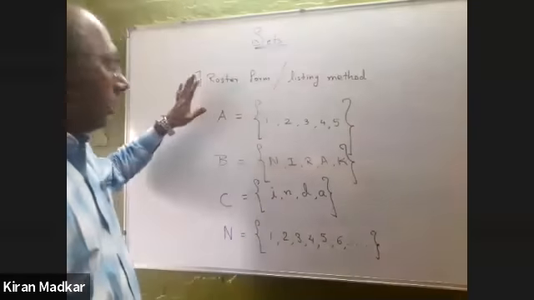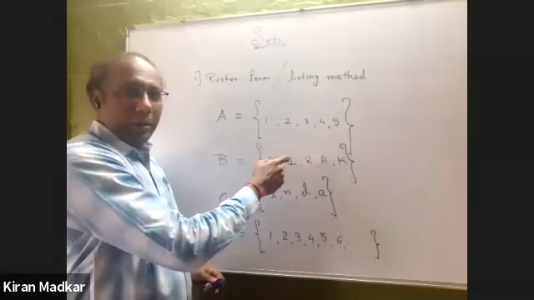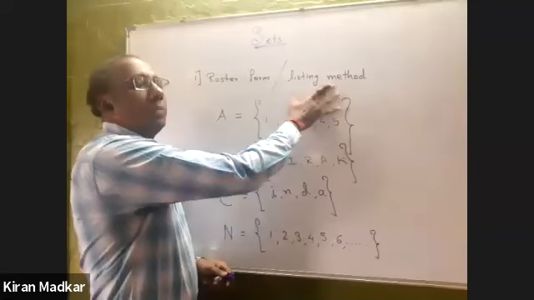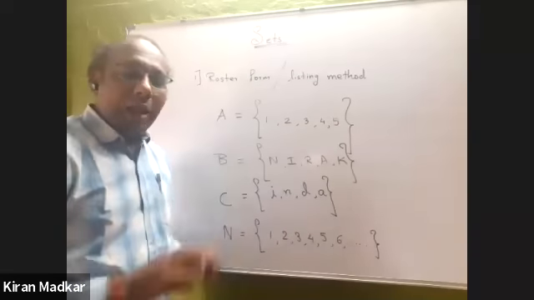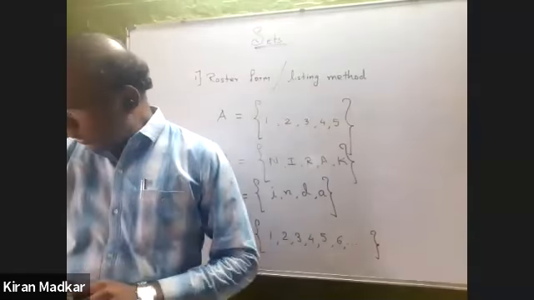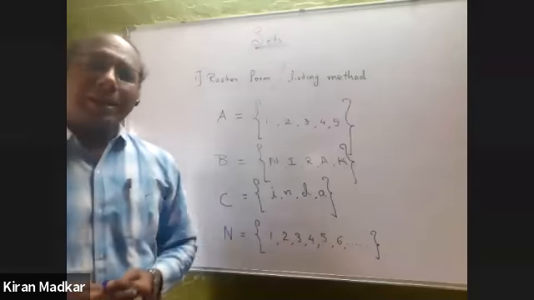But hopefully, the roster form, which is also called the listing method, is clear. As I told you, since we are listing the elements out here, this is also called the listing method. Why is it called the listing method? Hopefully it is understood. So that we can proceed further now with the second way of writing a set. Doubts? Yes, please.